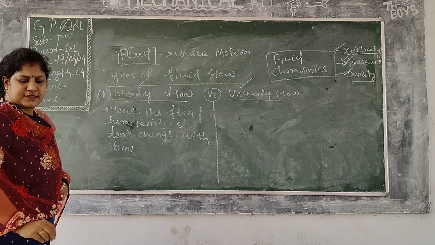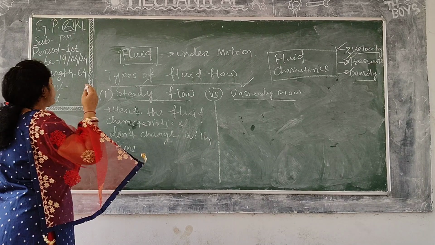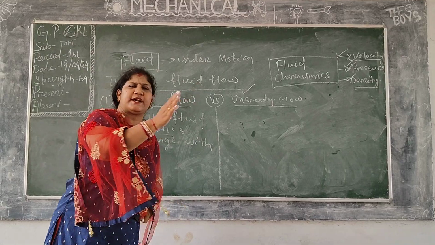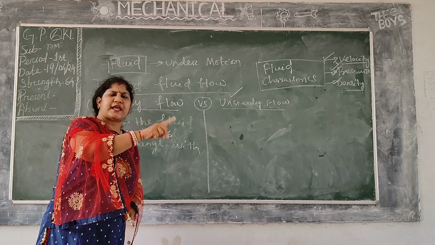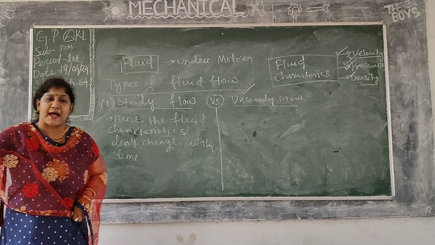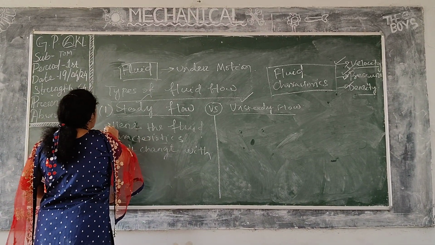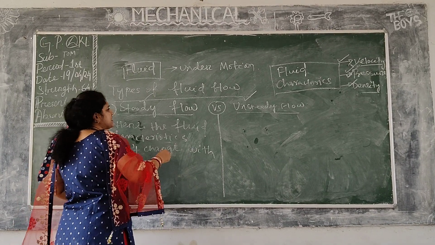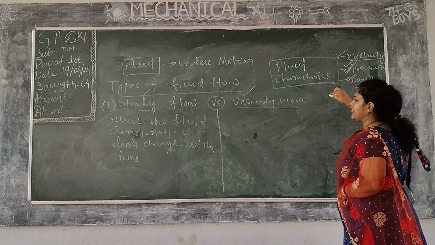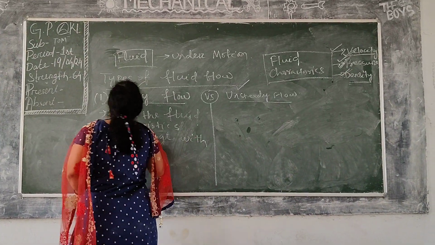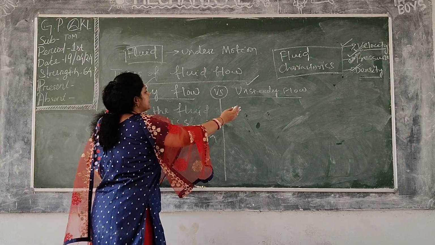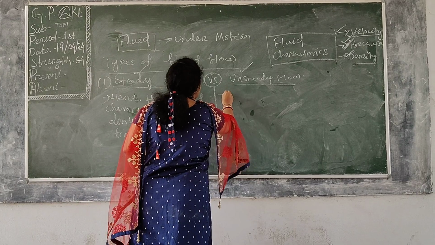Steady flow means if there is a pipe from where the liquid has to be passed from point A to point B to point C, from starting to ending of the pipe, the characteristics, meaning the velocity, the pressure and the density, all three of them do not change. They don't change at all. Okay? So versus this, the opposite thing will happen.